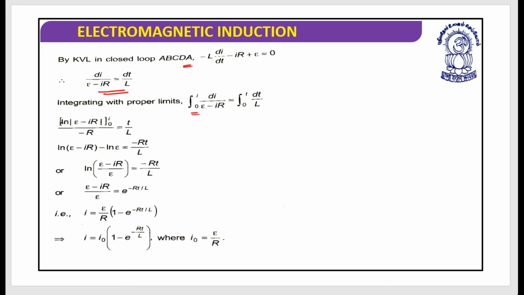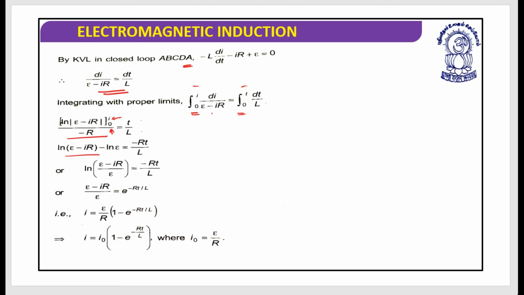I am going to integrate this current from 0 to I, while taking the time from 0 seconds to t seconds. So I am going to integrate this. This is ln(E minus IR) divided by minus R, which is equal to t by L. Let's put in the values, with upper limit I and lower limit 0.